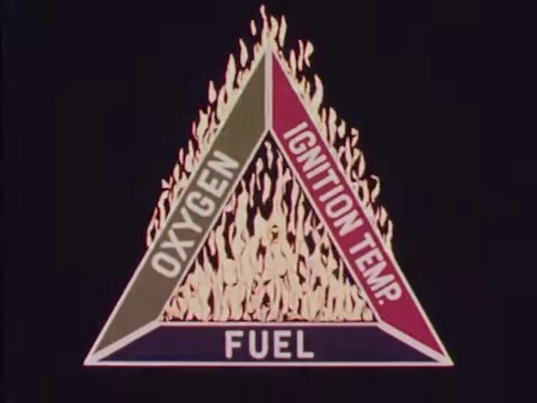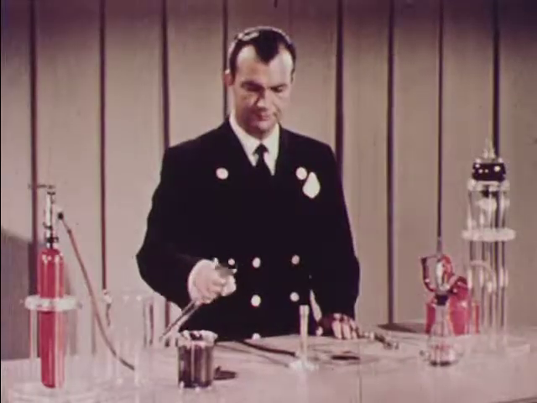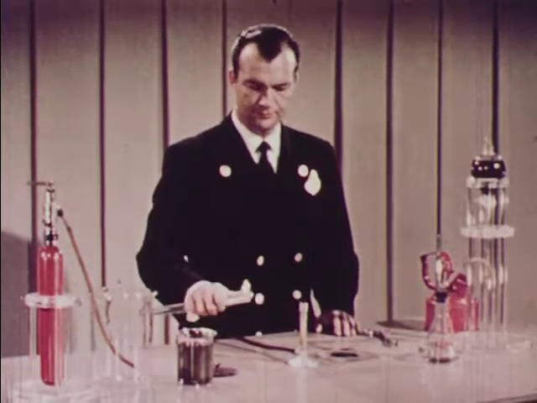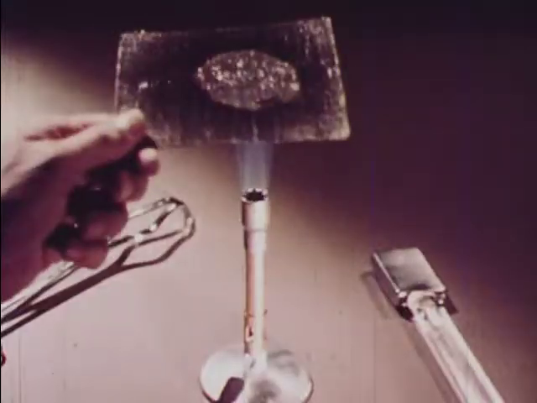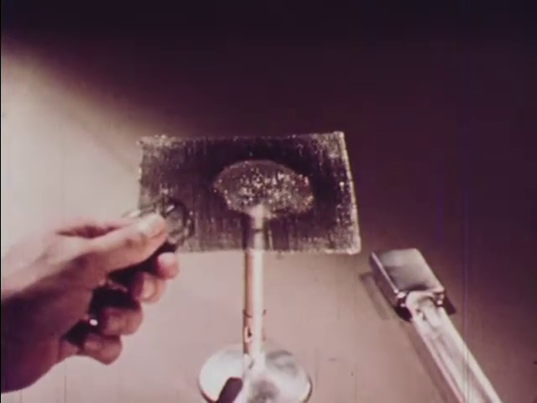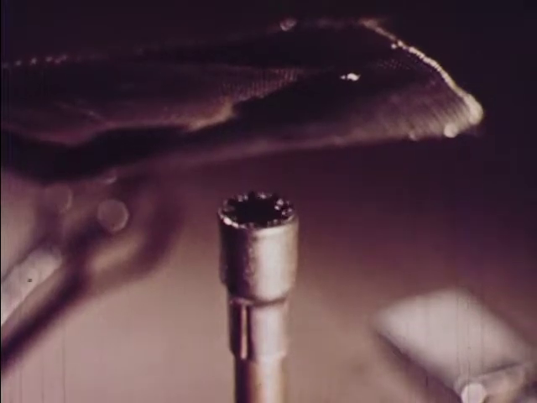A fire can also be stopped by the removal of the third element, ignition temperature. This wood fire is extinguished by a fine spray of water, which cools the burning wood below its ignition temperature. The flame of a Bunsen burner can be made to go out with a fine wire mesh screen. The screen conducts the heat away at such a high rate that the temperature of the burning gas and air mixture falls below its ignition temperature and the flame goes out.